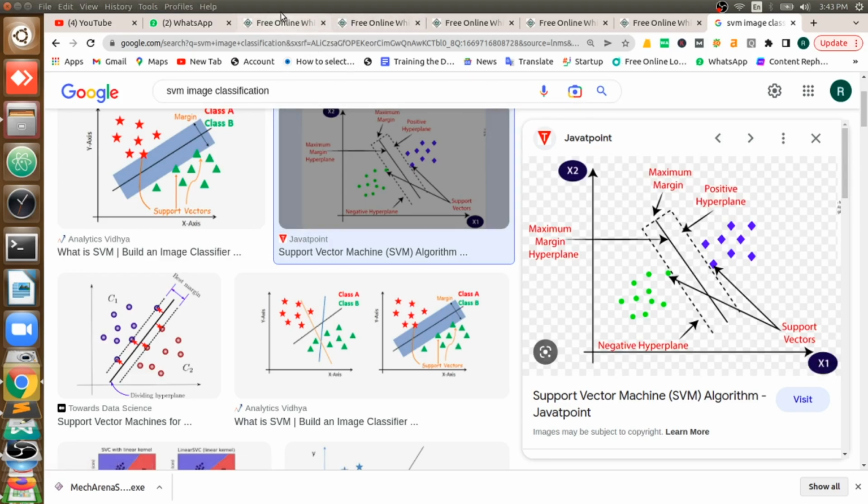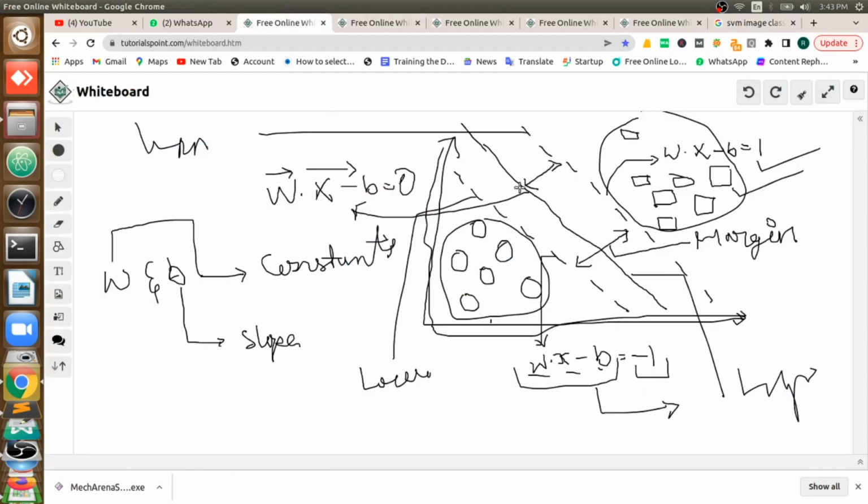So in our case, I drew it like this. This is my hyperplane, which divides the two groups separately. Based on which area the point is lying in, that point will be labeled, whether it's lower class or upper class, or class 1 or class 2. So that is the thing.